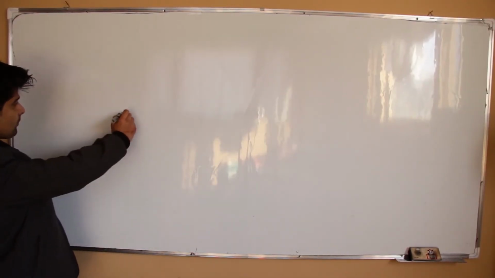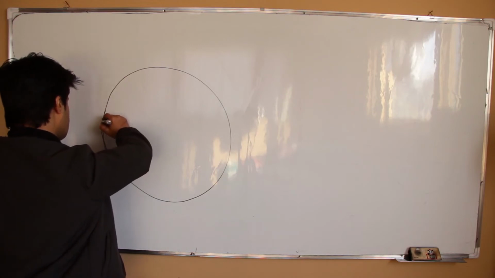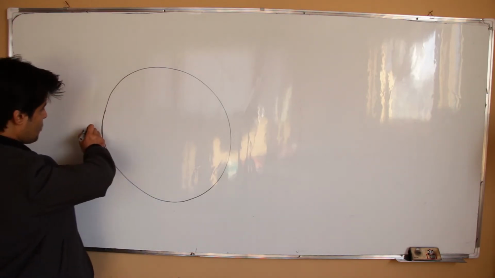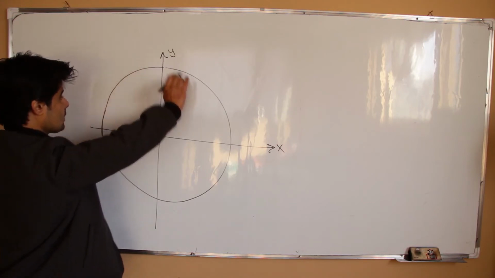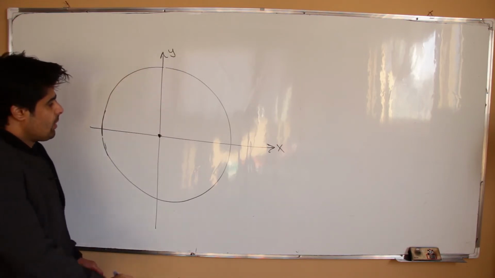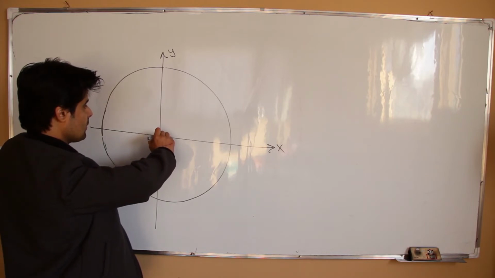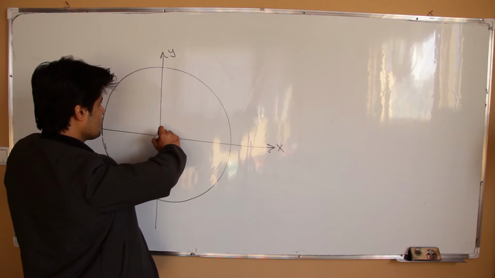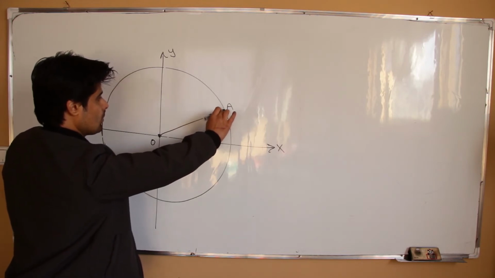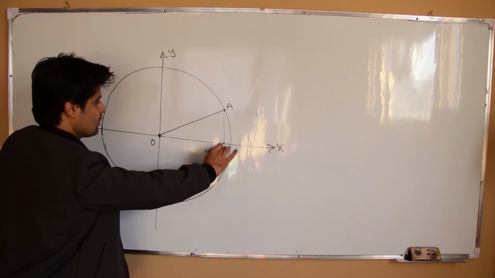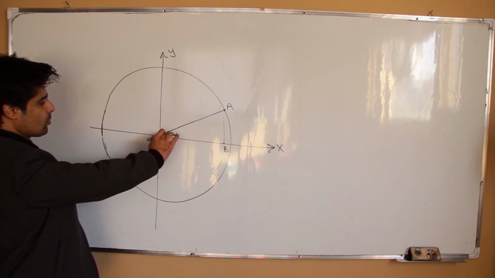I will redraw our trigonometric circle. Suppose this is our x-axis and this one is our y-axis, and this is also the center of the circle. Now I will draw an alpha angle. This is our alpha angle. Now O, A, B. This is your alpha angle. And the alpha is rotating anticlockwise.